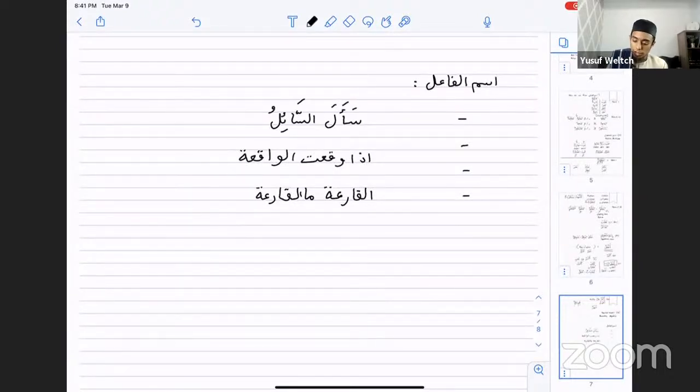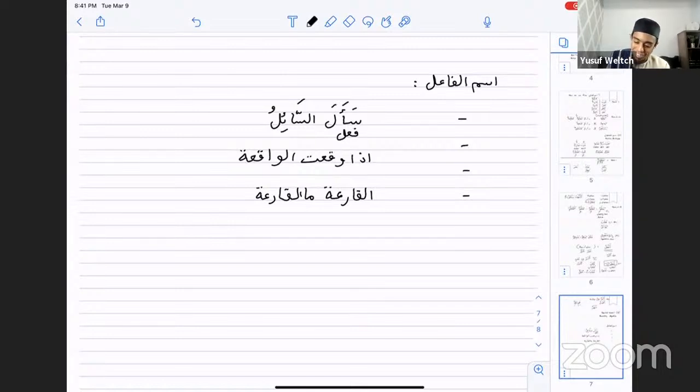So what kind of word is it? Fi'l madi. Fi'l madi, good. So sa'ala. As-sa'ilu, what role does as-sa'ilu play in the context of this sentence? What role does it play? Ism fa'il. Fa'il. Sorry? Ism fa'il. Is ism fa'il the type of word that it is, or is ism fa'il the role that it plays in the sentence?